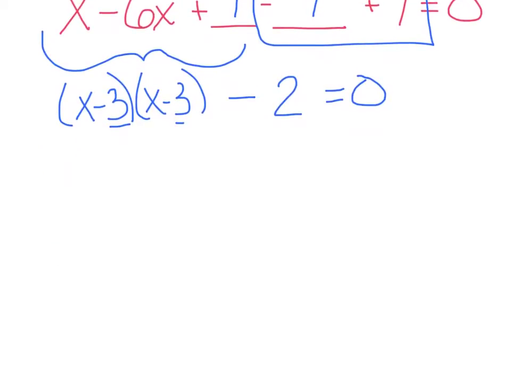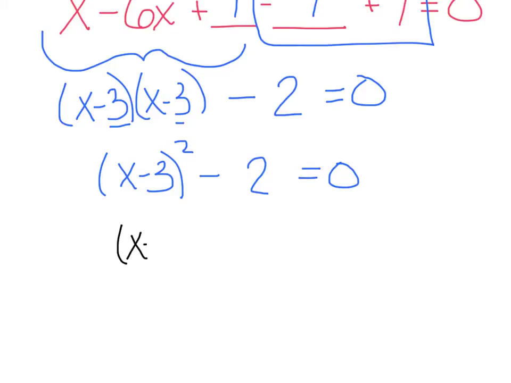Okay, we'll rewrite it. This is really x minus 3 squared minus 2 equals 0. And now we'll solve our equation. We want to get x alone. So x minus 3 squared equals 2. To get rid of a square, don't forget the plus minus.